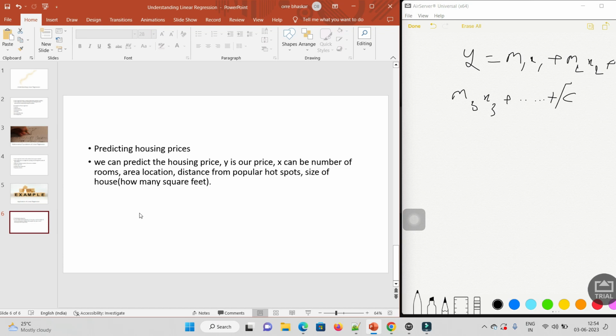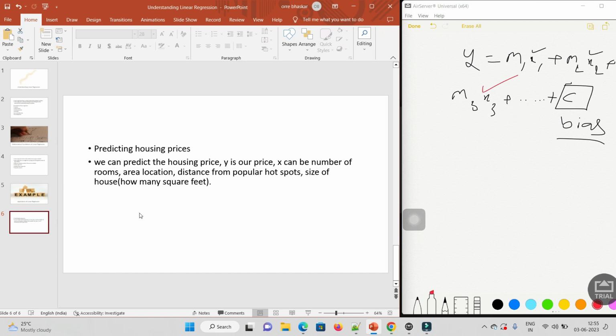This intercept is also called bias. Good. So for our example, these can be our number of rooms, area, location, size of the house, and more.